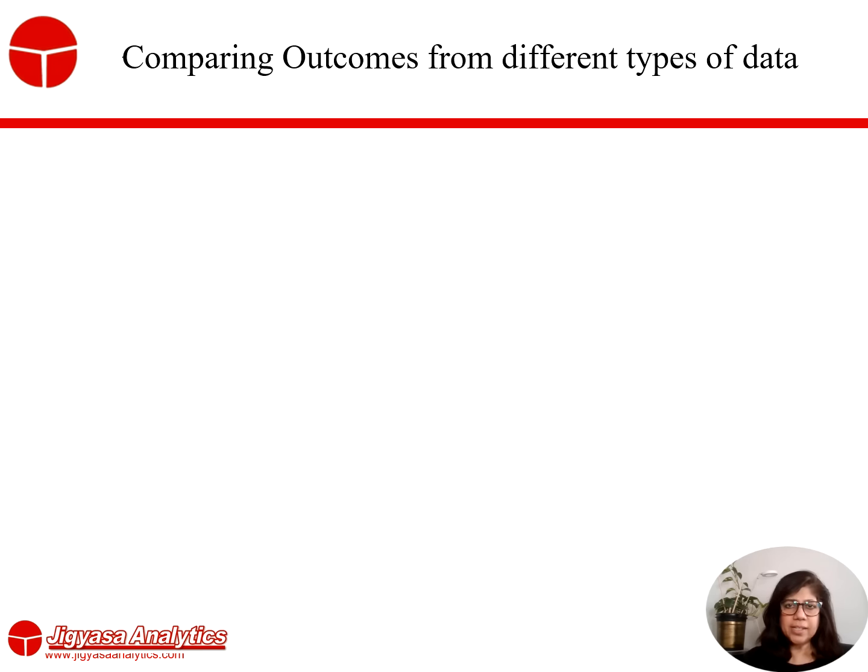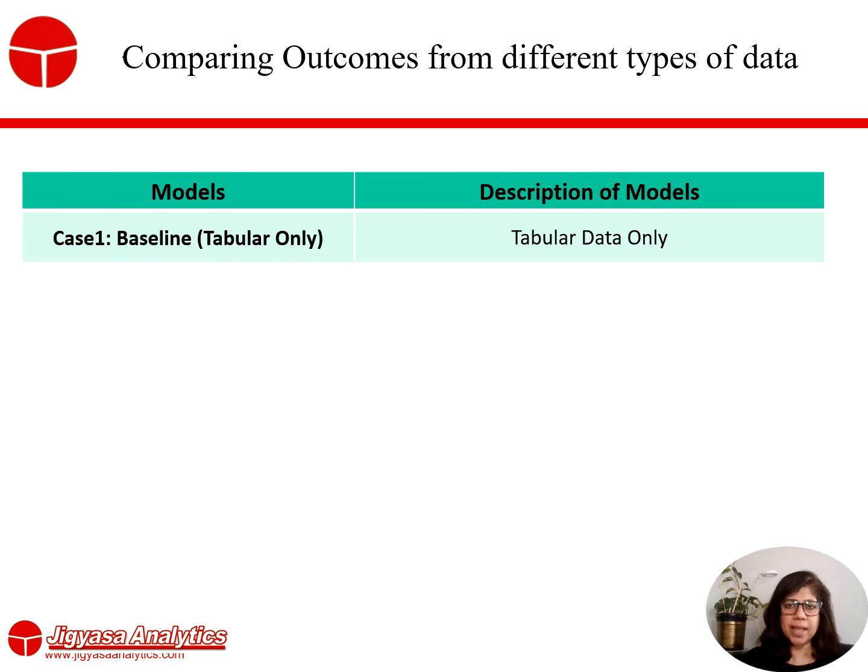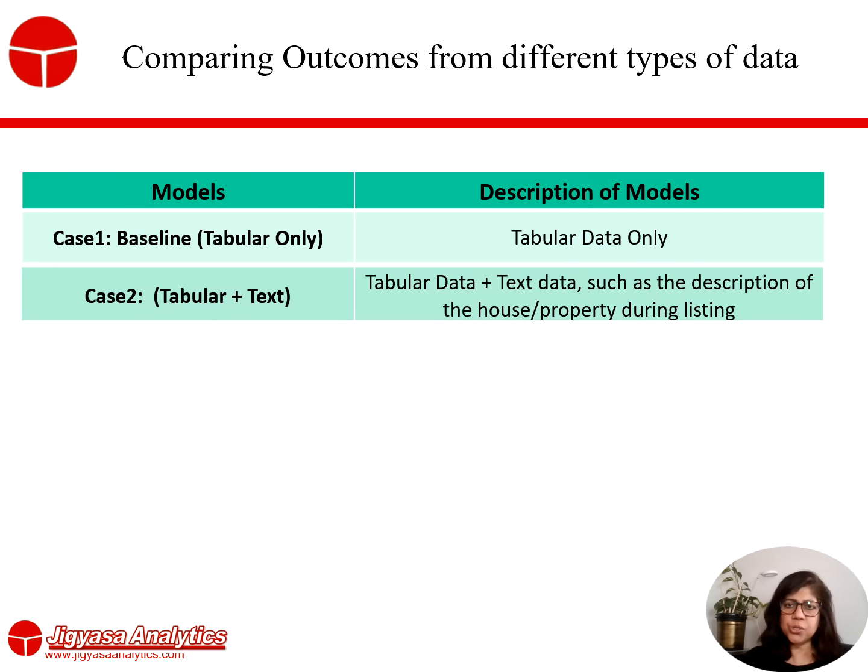To understand how multimodal data impacts model performance compared to using only tabular data, we tested several scenarios. The first scenario is the baseline model, which was built solely on the tabular data available to us. This served as our reference point. In the next scenario, which is shown in the second row of the table, we added textual data, such as property descriptions, alongside the tabular data. If this model outperforms the baseline, it suggests that text provides valuable context and improves predictions.